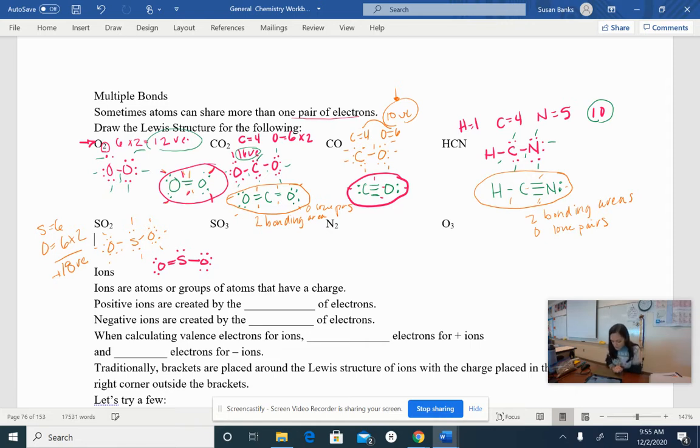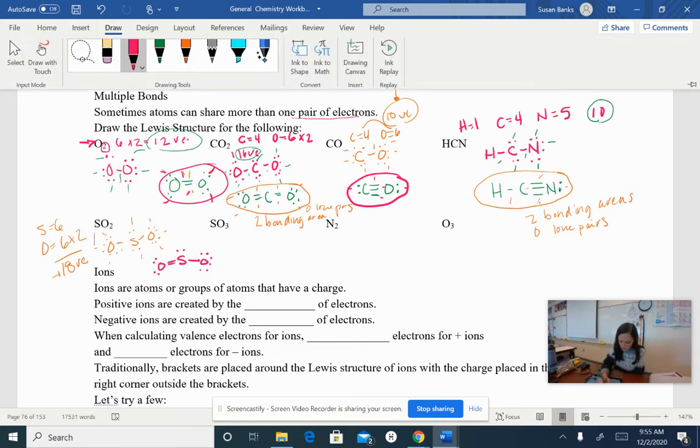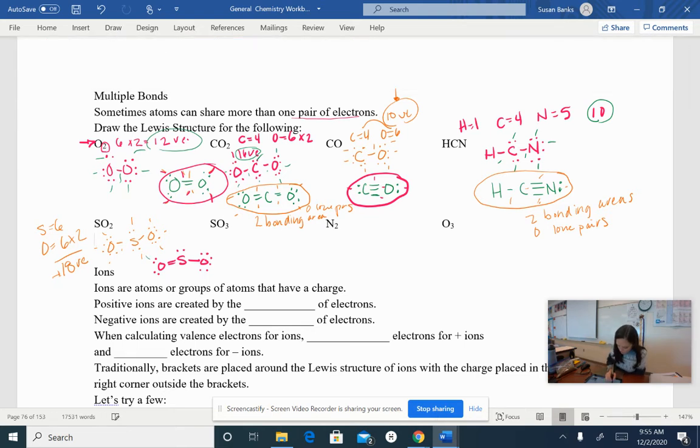So if I do that and I count up my electrons that I've used, 2, 4, 6, 8, 10, 12, 14, 16, 18 electrons, which is indeed the amount of electrons that I have. Okay, now the next question becomes, does it really matter which side I put that double bond on? No, it really doesn't matter. You could put it on either side.